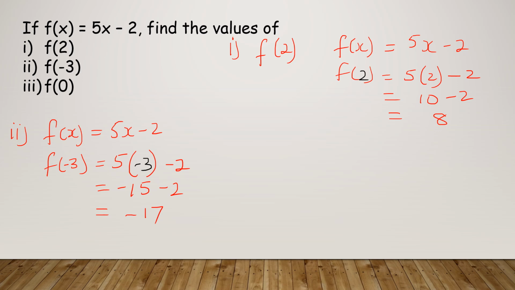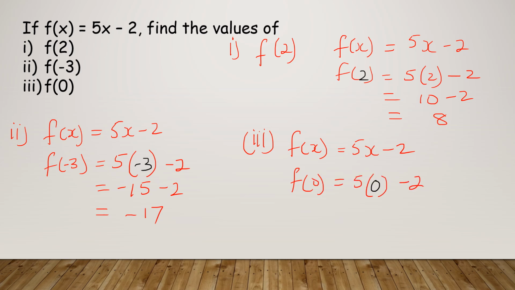Alright, so now we're going to do part 3. So f of x, we know is 5x minus 2. So f of 0 is 5 times 0 minus 2. I'm going to put the 0 in a different color. So that is 0 minus 2. So the answer is -2.